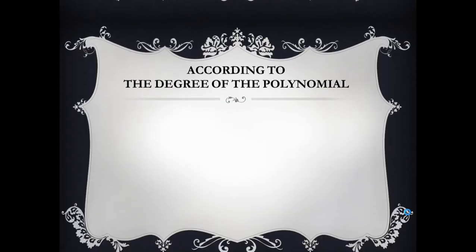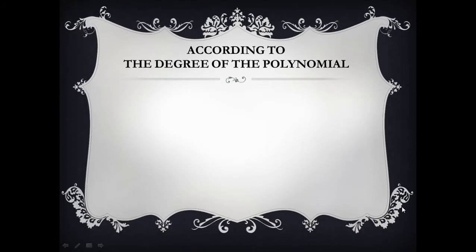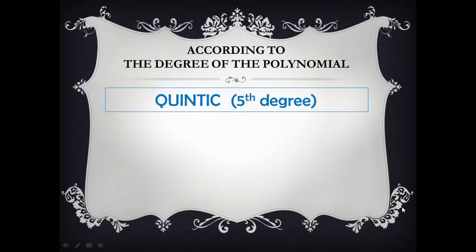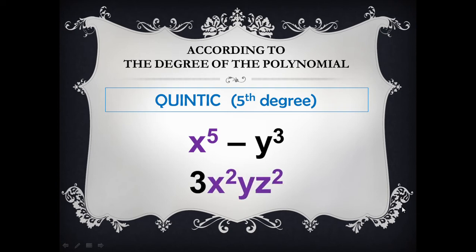If the polynomial is in the fifth degree, it is called quintic. For example, x to the fifth minus y cubed. The exponent of the first term is 5, therefore it is quintic. For the next example, we have 3x squared yz squared. The exponents are 2, 1, and 2, a total of 5. Therefore, the whole polynomial or the whole term is in the fifth degree.